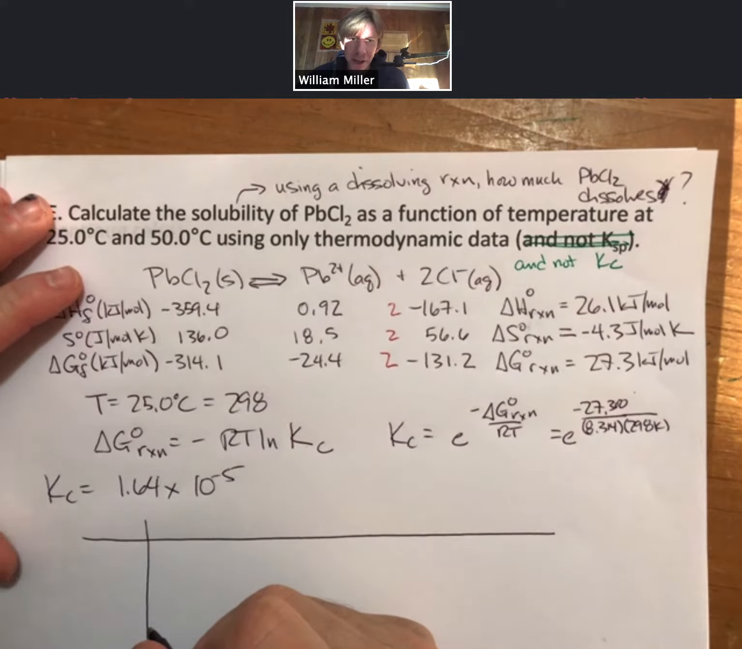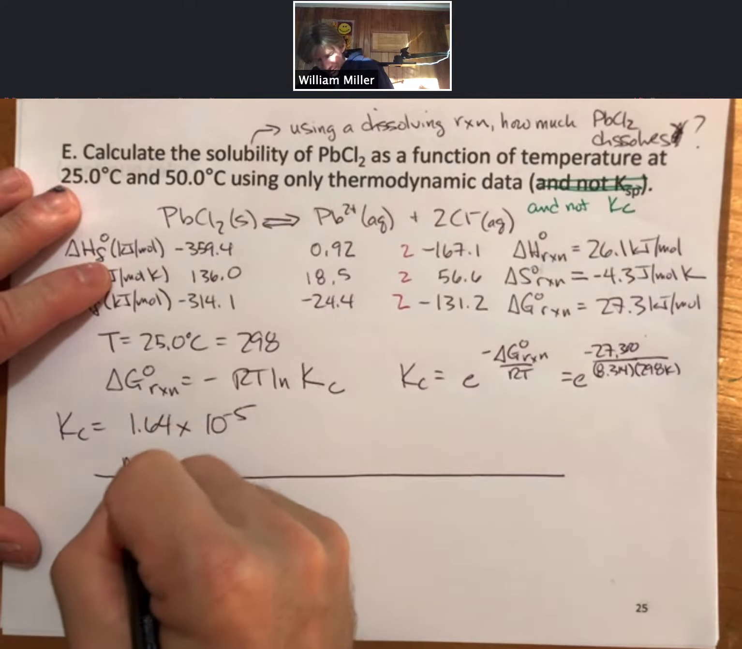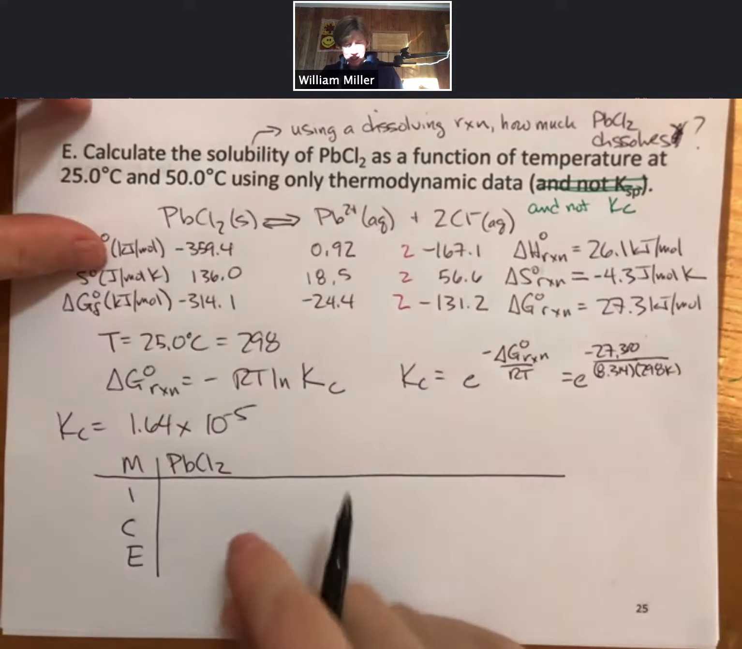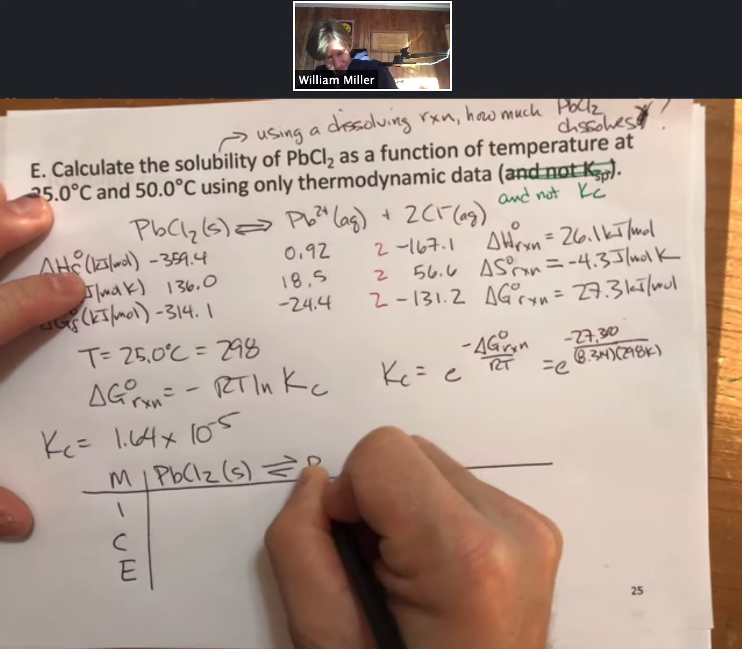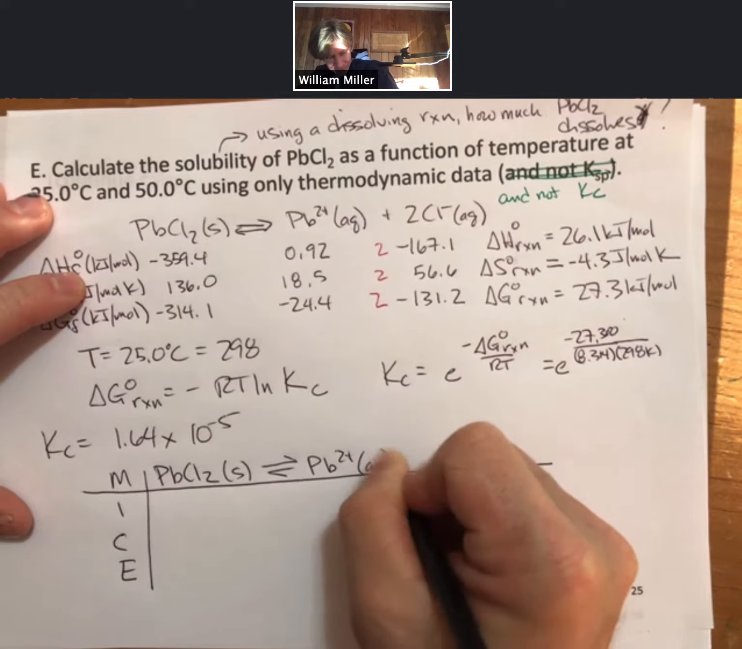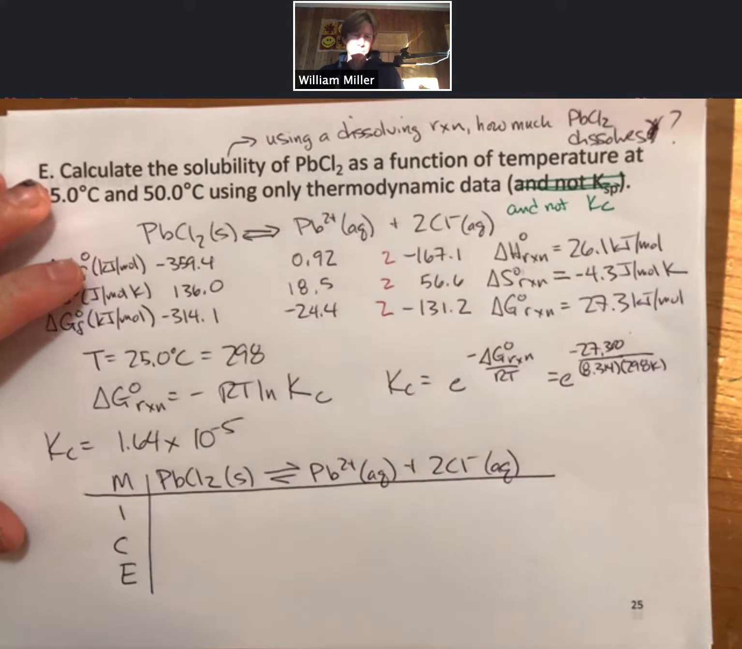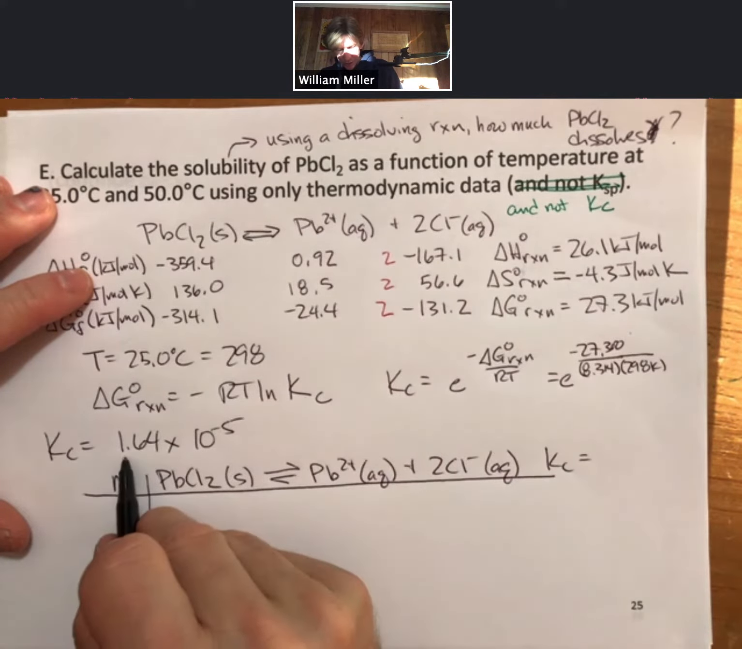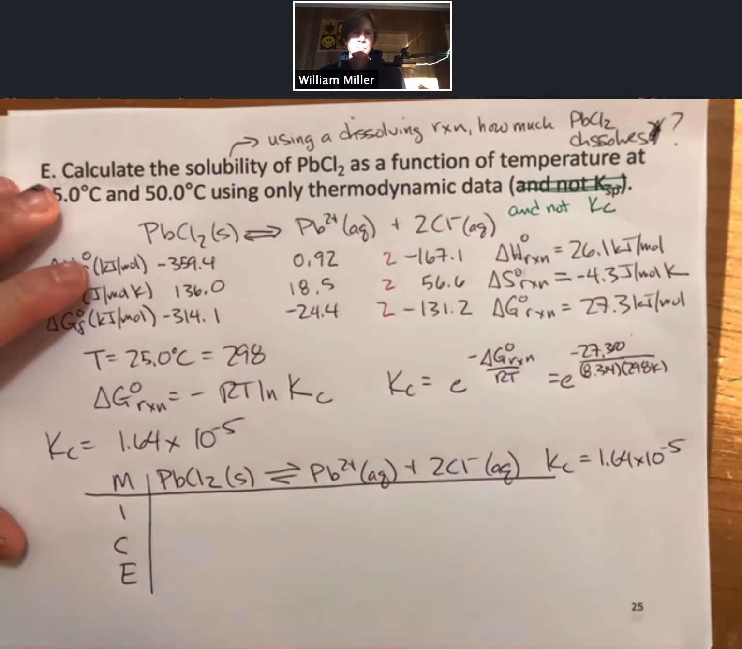If you want to know how much reaction occurs, you need an ice table. This one's going to be in terms of molarity. And don't worry, we're setting up the ice table, but we have plenty of space on the next pages to solve it. Take your solid. Write out your reaction. Kc equals 1.64 times 10 to the minus fifth.